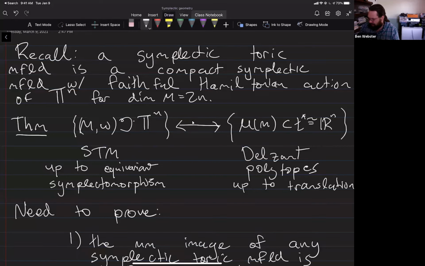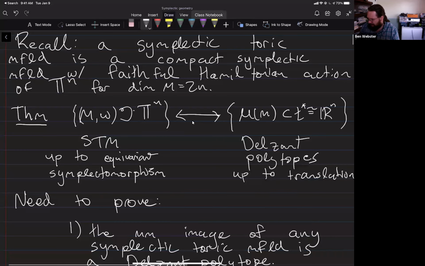All right, and of course the moment map isn't canonical. I can add any constant element of t dual to it I want. So that polytope is really only well-defined up to translation. But if I get the same polytope up to translation out of two different symplectic toric manifolds, they're actually T-equivariantly symplectomorphic.